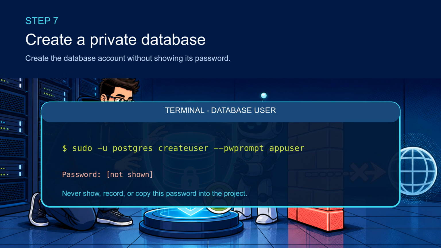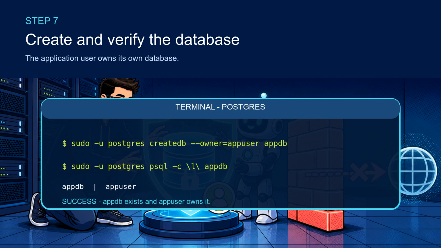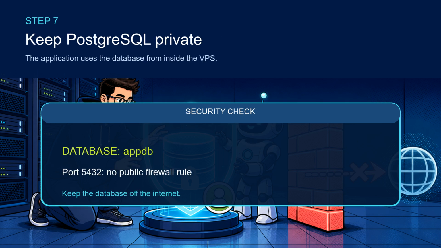Create the database user for the application. This command asks for a password. Do not show or record that password. Next, create the application database and make appuser its owner. Then list the database to confirm it exists. The database stays private on this VPS. PostgreSQL port 5432 is not opened to the firewall or the internet.